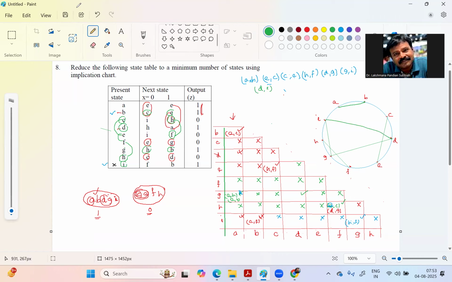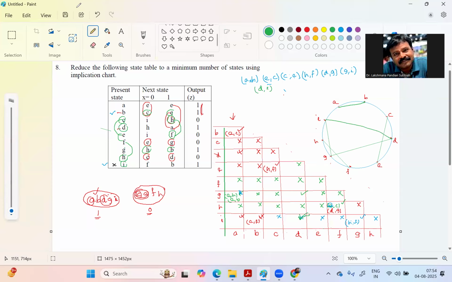And then is anything else missing? CH. DI can be grouped together, right? DI can be grouped together with HF and AB. So HF and AB is there, right? So this is a tick mark. HF and AB is there, right? So this is a tick mark. So DI is grouped together.